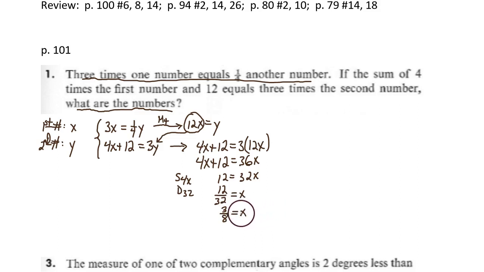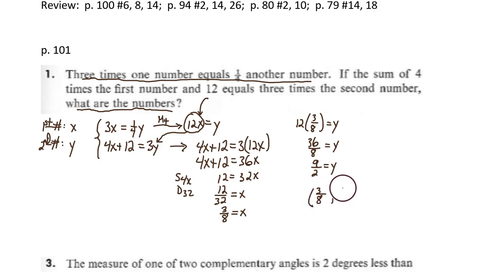We're halfway done. We know a value for x. Let's take that value and substitute it in place of x so that we can find the y. 12 times 3/8 is equal to y. 12 times 3/8 is 36/8. And this reduces to 9/2. Writing these numbers as an ordered pair, we have 3/8 for our first number and 9/2 for our second number.